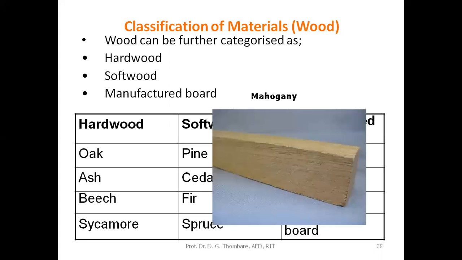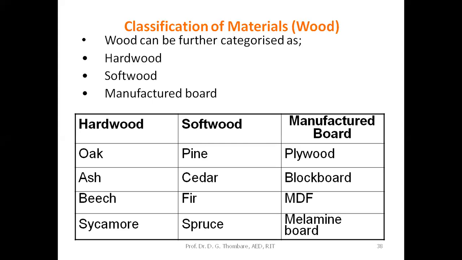Then we go to the wood category. Wood will have basically three or four types. One is softwood, another is hardwood, and third is the combination of a variety of woods together. That is what is called boards. Oak, ash, beech, and sycamore are the hardwoods. You have softwoods like pine, cedar, fir, or spruce, which are some examples of softwoods.